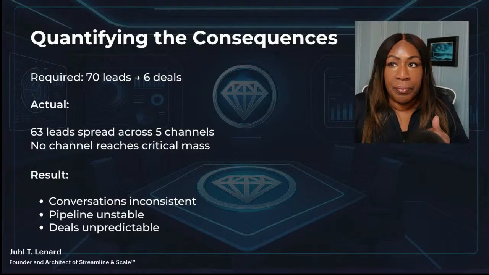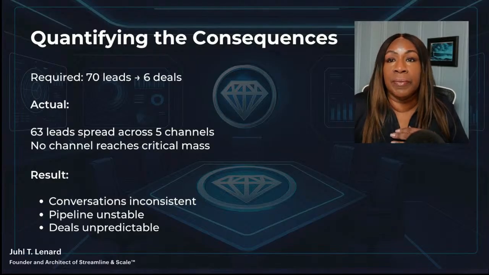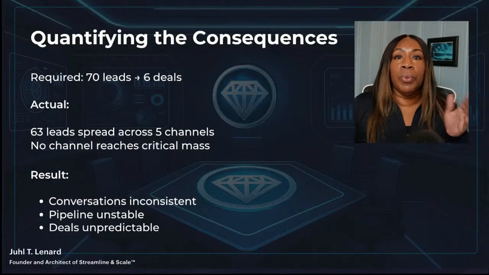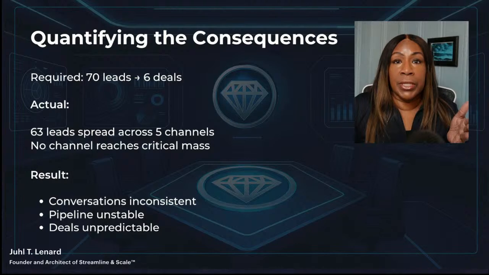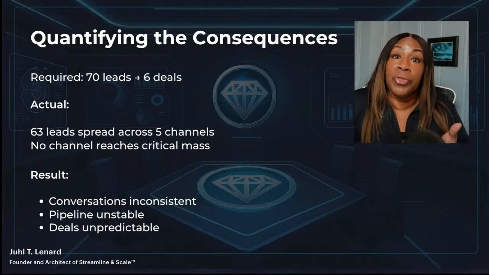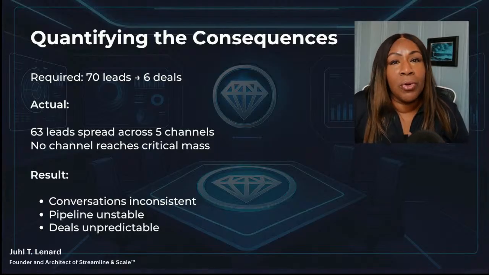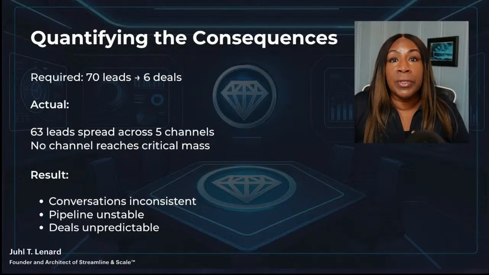Now, let's quantify the consequences of this misdiagnosis. So we need 70, we agree, we need 70 leads to get 6 deals closed. Okay. So what they actually have is 63 leads, but spread across 5 channels. So the result is the conversations are inconsistent, the pipeline is unstable, and the deals are unpredictable.